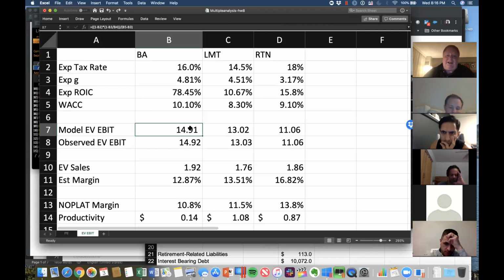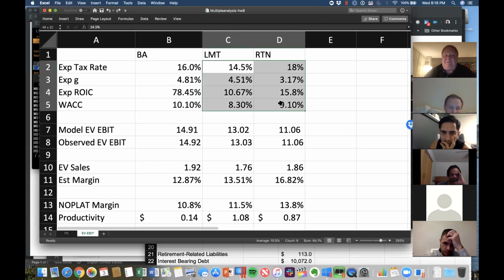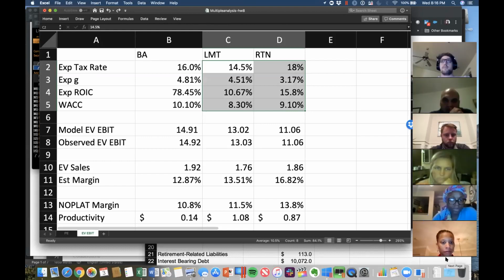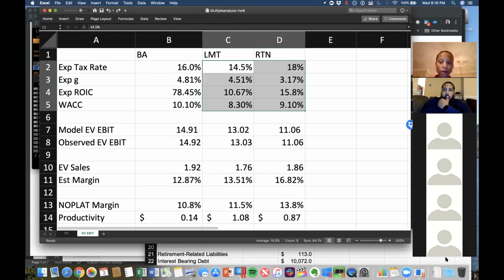And if you really want to see that, look at Lockheed Martin and Raytheon. Why is Raytheon trading at a discount to Lockheed Martin in the EV to EBIT multiple? What do you guys see here? Well, two reasons, really. I mean, they shouldn't be because they do have a higher spread, but it's getting dragged down because they have a higher WACC and a higher tax rate.